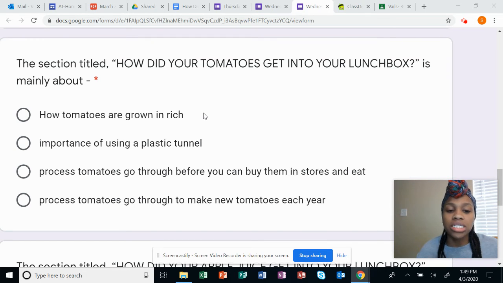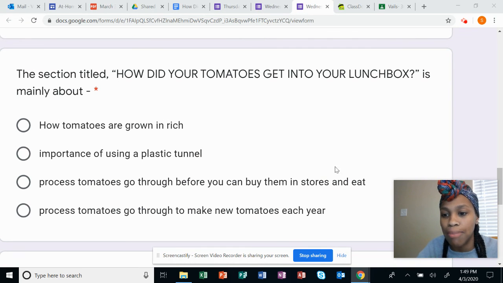D. Process tomatoes go through to make new tomatoes each year. So it does tell me about the process tomatoes go through, but not so that they can make new tomatoes. That's not the reason why they told us the process. They're letting us know the process so we can know how they get into our lunchbox. We get them in our lunchbox by buying them from the store and we can eat them. So C is my answer.